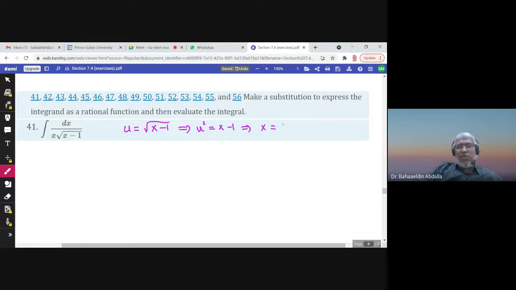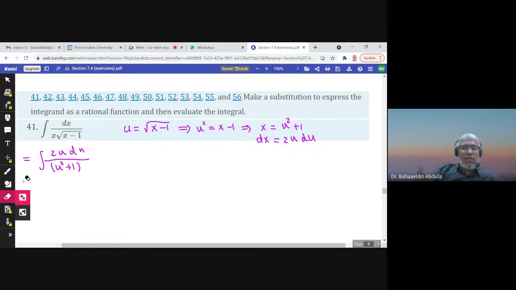Then x is u squared plus 1, and dx would be the derivative of u squared, 2u du. So the integral would be, dx is 2u du, x is u squared plus 1, times square root of x minus 1, which is u. And I will write it here.